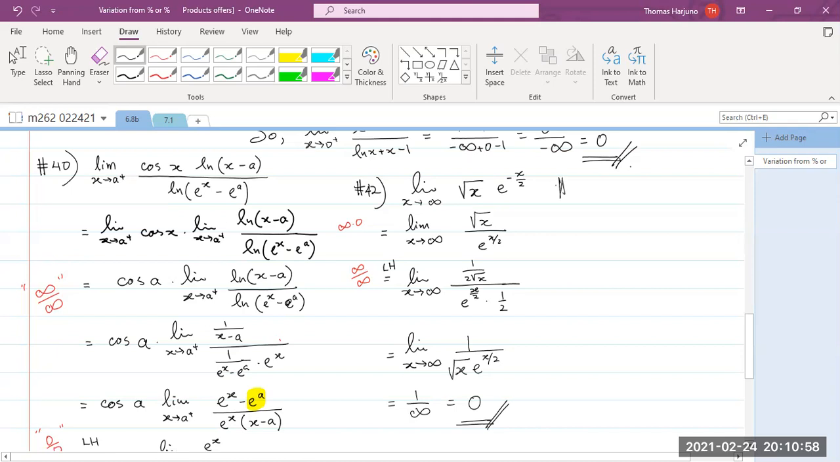Number 46. Limit as x goes to infinity of x times tangent of 1 over x. Again, this goes to infinity while this goes to 0. I think the answer is 1. That's infinity times 0. That's equal to the limit as x goes to infinity of tangent of 1 over x over 1 over x. Right? Now it becomes a 0 over 0 case.